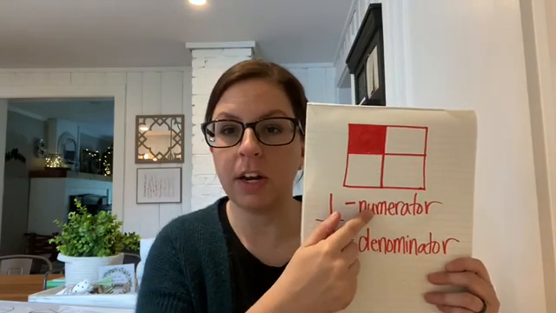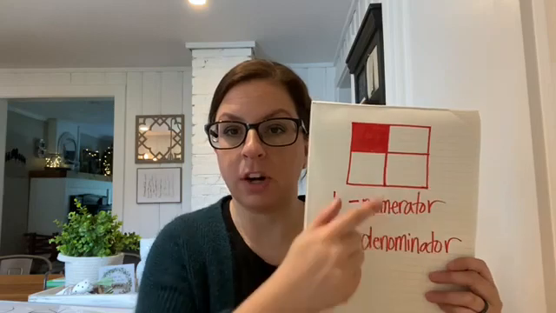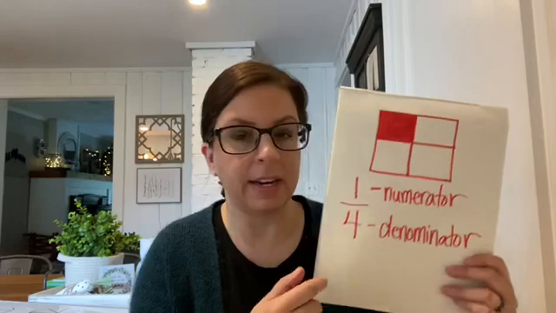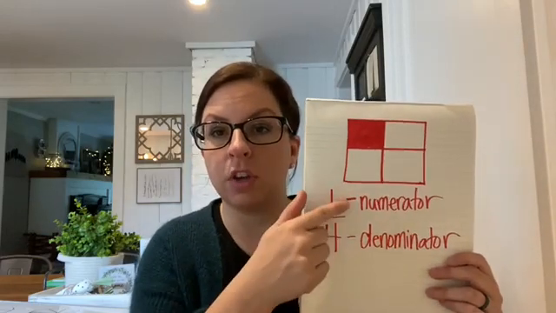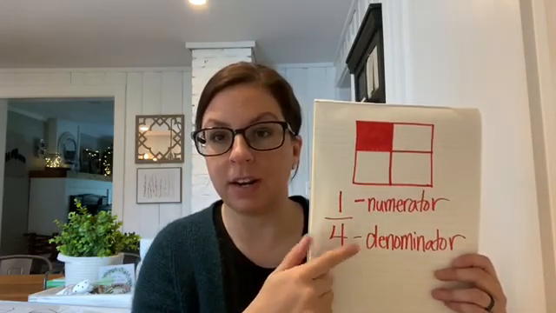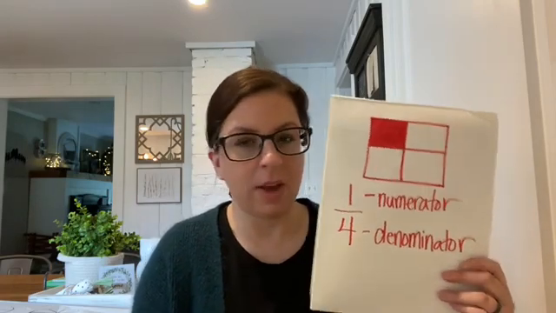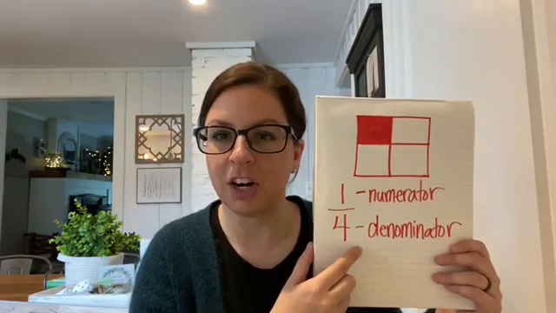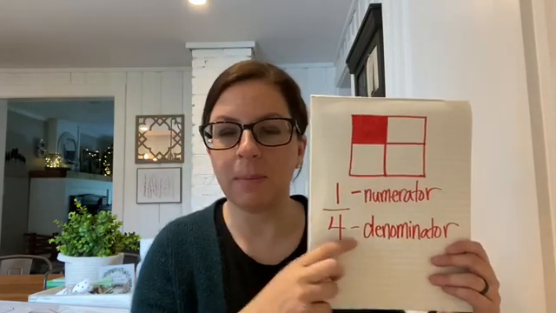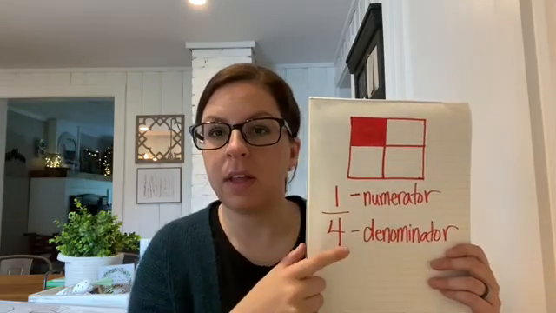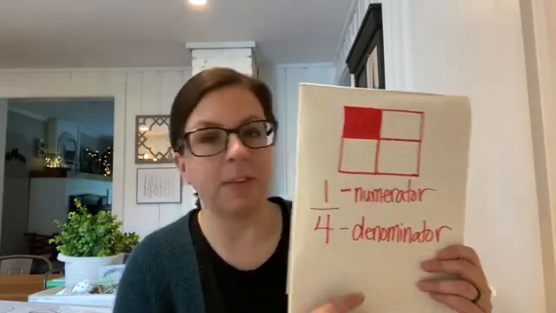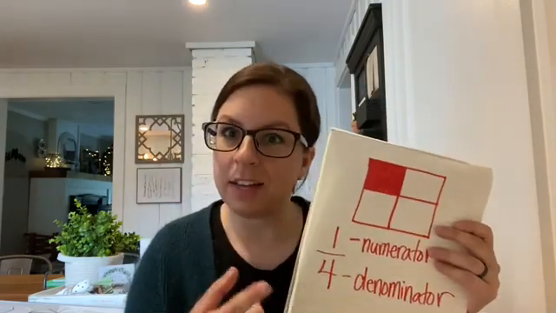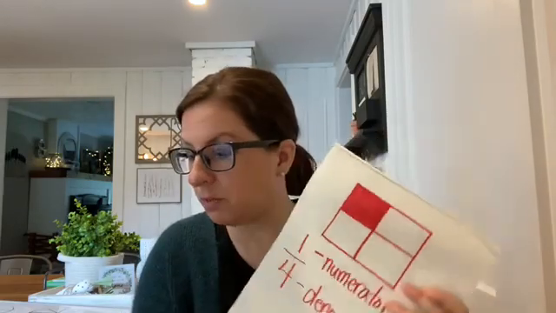So the numerator is out of the denominator. How many out of the whole? So 1 out of 4: the numerator is on the top, the denominator is on the bottom. Let's say that together. Numerator, denominator. Numerator, denominator. The numerator is on the top, the denominator is on the bottom. The numerator is what is filled in, eaten, etc. The denominator is the total number of pieces.